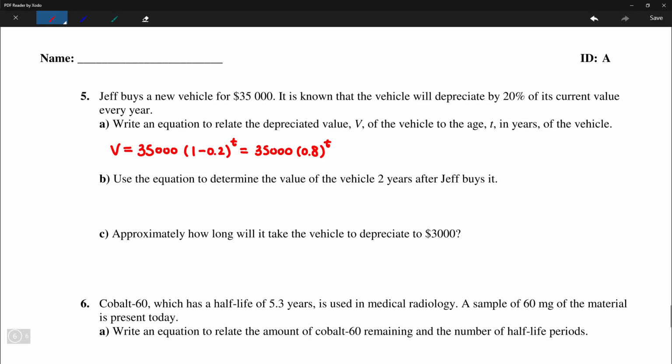So first question, 2 years after the car was purchased, so that would be simply 35,000 times 0.8 squared. And if we were to multiply this out, this would be $22,400.